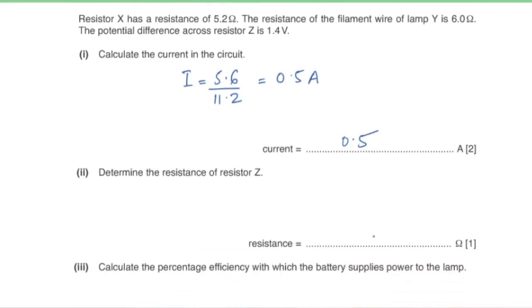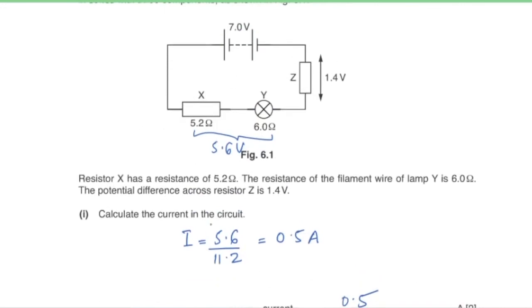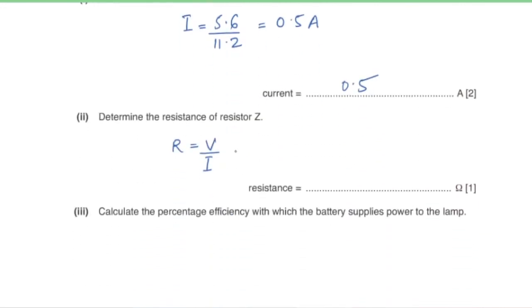Now part 2, determine the resistance of resistor RZ. So resistance is equal to voltage divided by current. Voltage across resistor Z is 1.4 volts, and the current across each component in the circuit is 0.5. So the resistance of resistor Z is 2.8 ohms.